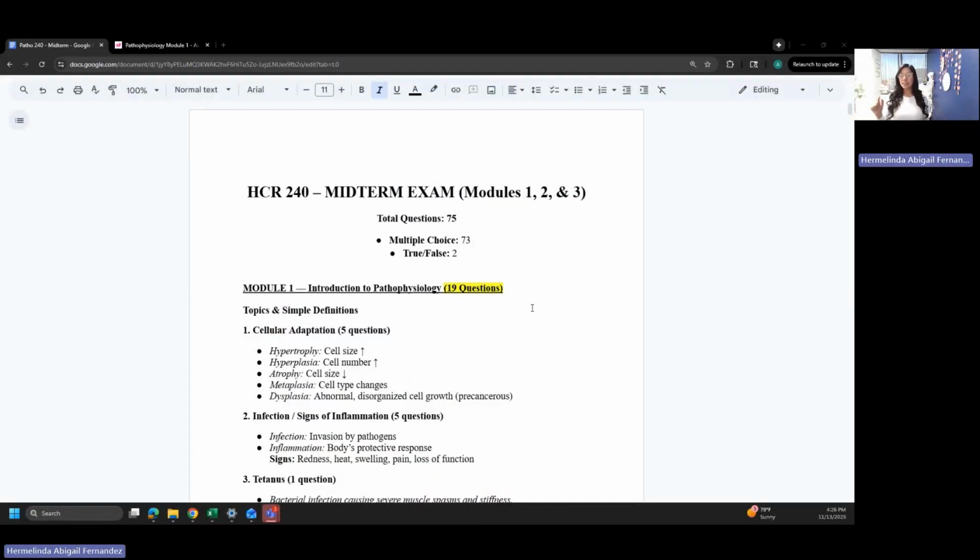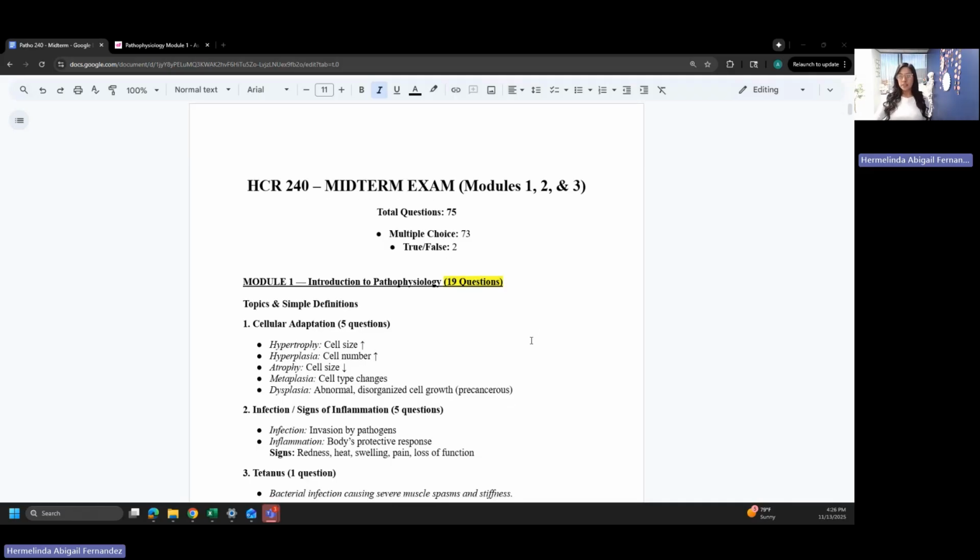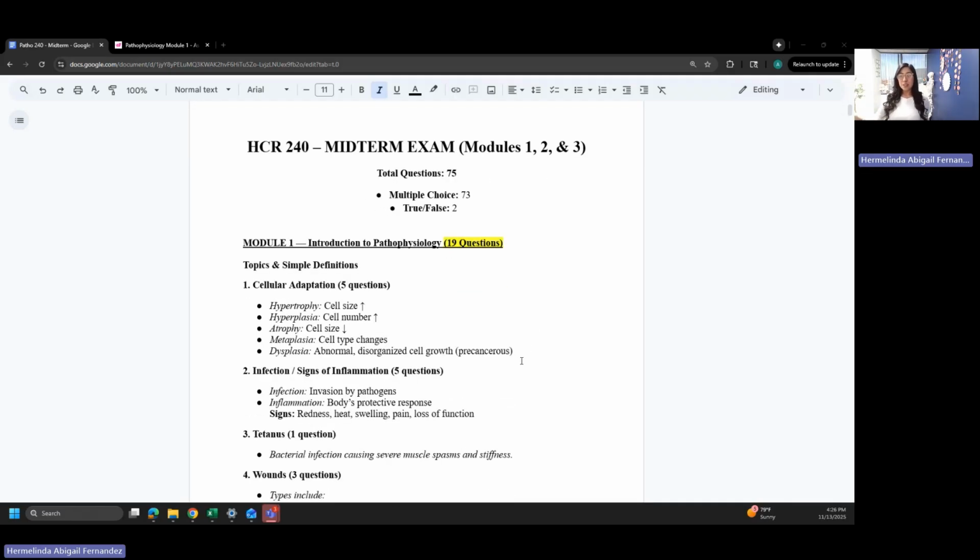The midterm exam will consist of a total of 75 questions. 73 of these questions will be multiple choice and 2 questions will be true or false. Module 1 is the introduction to pathophysiology. In this module, we have 19 questions coming out of module 1.